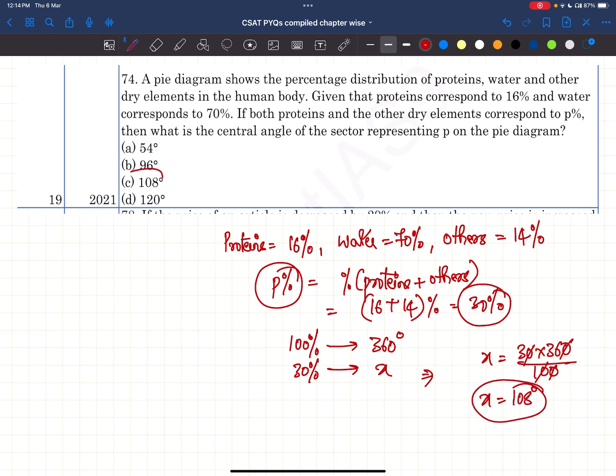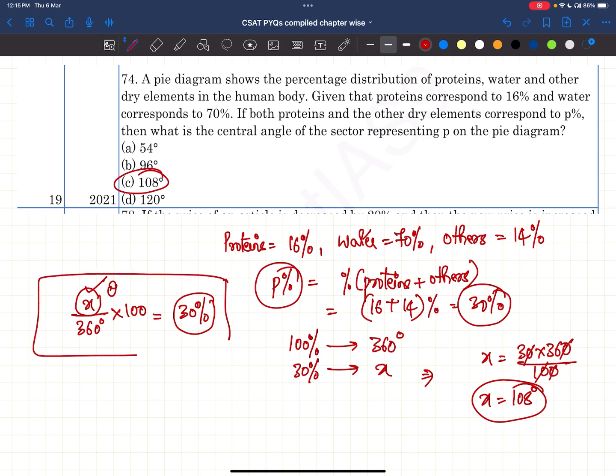Right? There is a formula also. The formula is x by 360 into 100, that is equal to the percentage. That is 30%, right? Now we need to find this angle value. This is the angle theta value. Okay? We know the percentage. We need to find theta. Please remember this formula. Okay? Let's go to the next question.